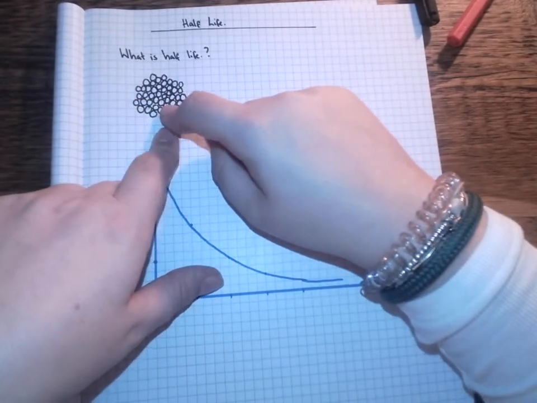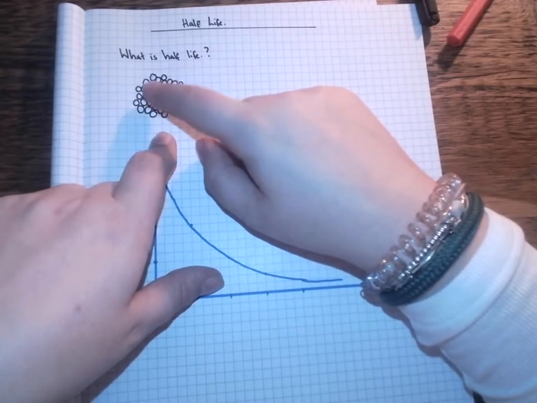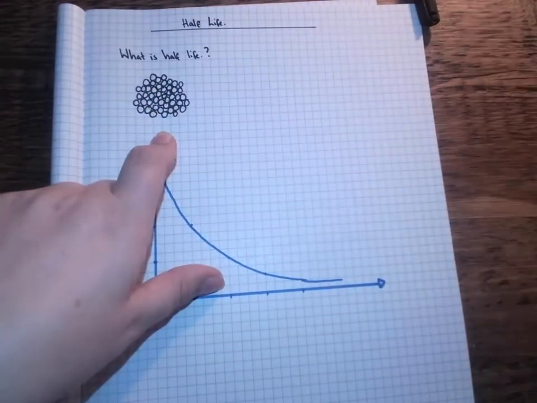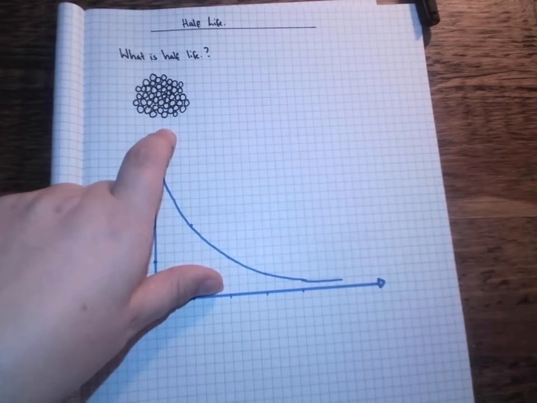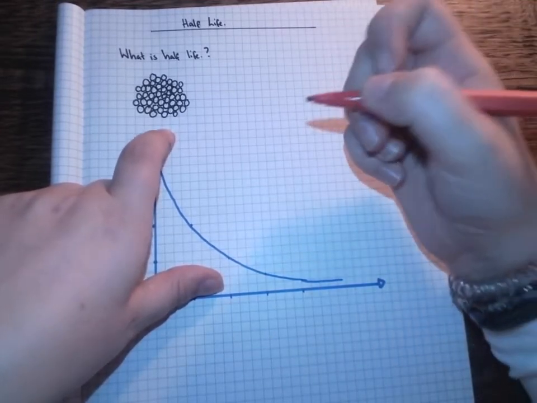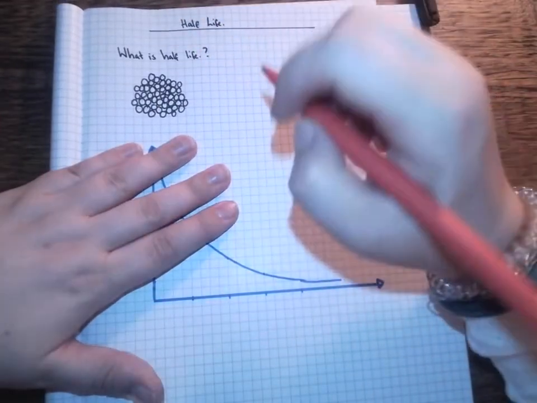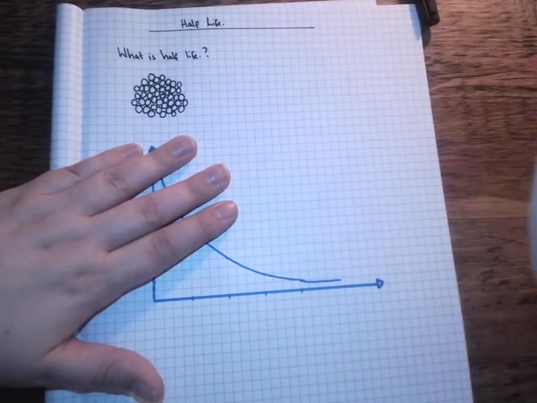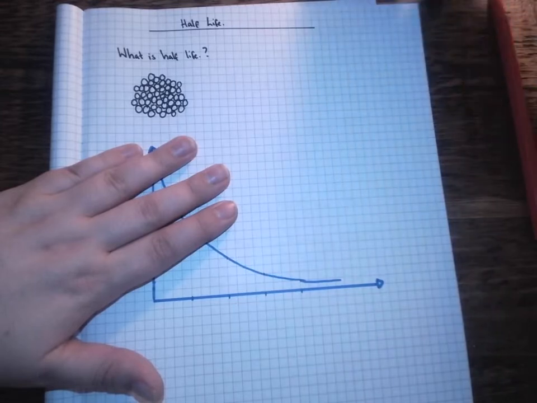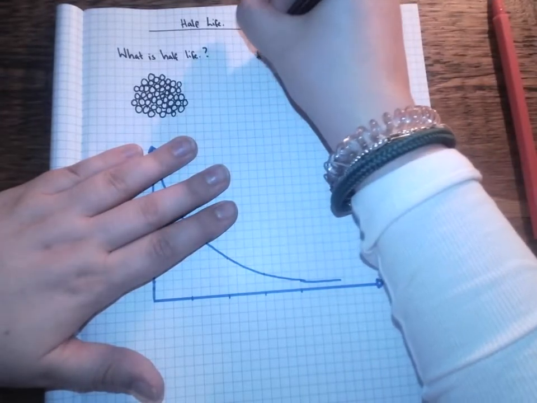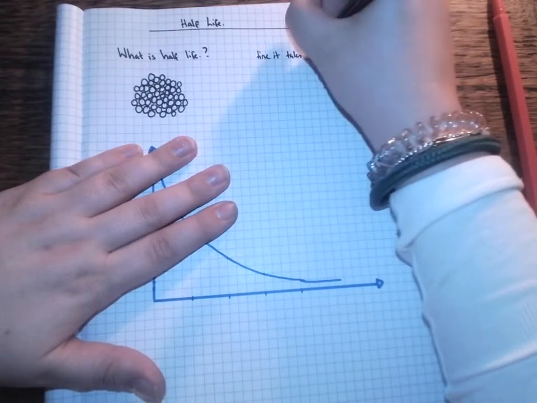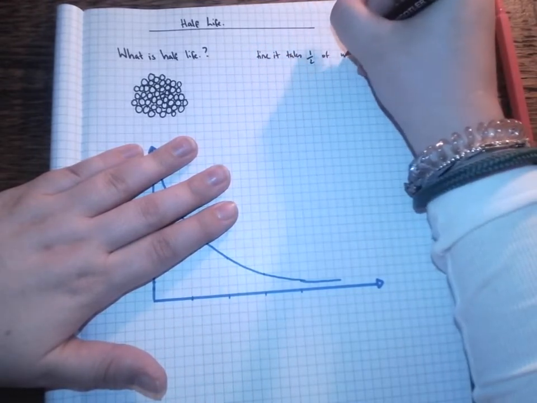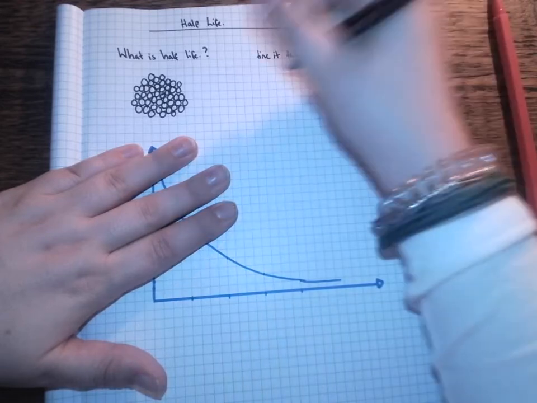And if we're looking at a radioactive sample, we're going to be dealing with lots and lots of unstable isotopes in there. And they're going to start decaying to become more stable. So remember, that can be by emitting an alpha particle, beta particle, or a gamma ray. Okay, so the half-life is the time it takes for half of the unstable nuclei to decay.